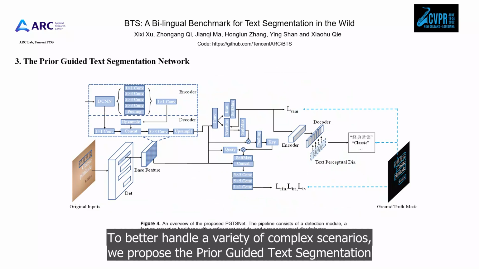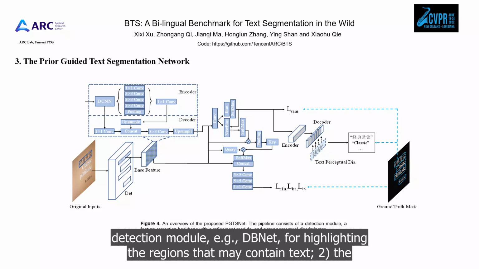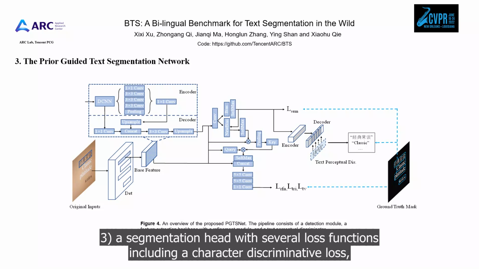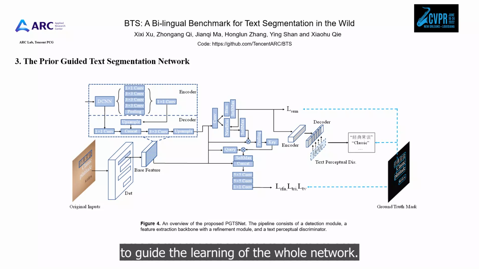To better handle a variety of complex scenarios, we propose the Bilingual Guided Text Segmentation Network (BGTS-Net). Figure 4 shows the overview pipeline of BGTS-Net, which consists of 3 components. First, the detection module, for example DBNet, for highlighting the regions that may contain text. Second, the base text segmentation module to extract features from the input image and its highlighted regions. Third, a segmentation head with several loss functions, including a character discriminative loss, a TV loss, and 3 items of pixel-level segmentation loss on text and its boundaries to guide the learning of the whole network.